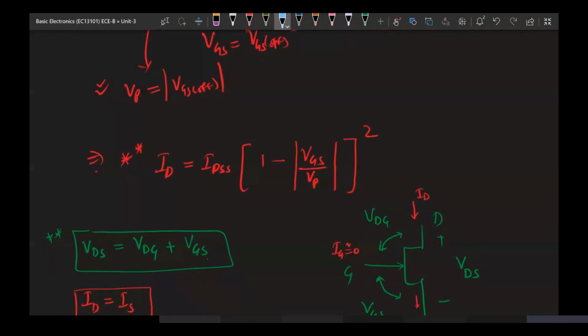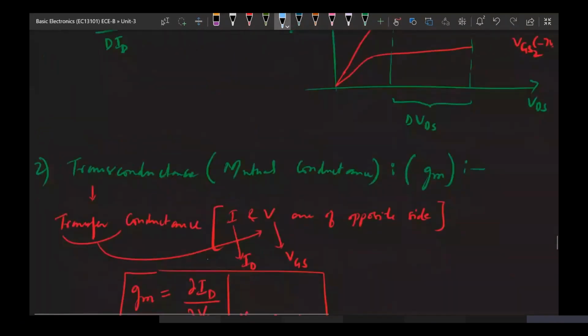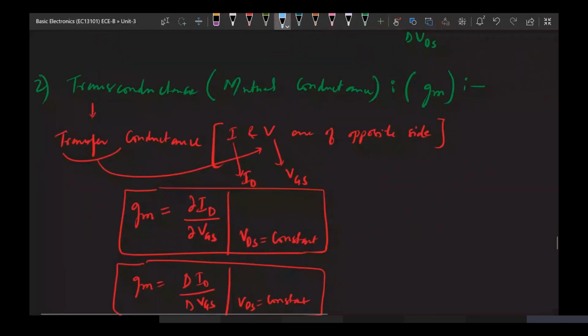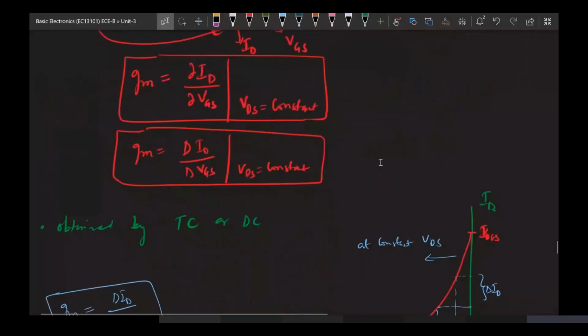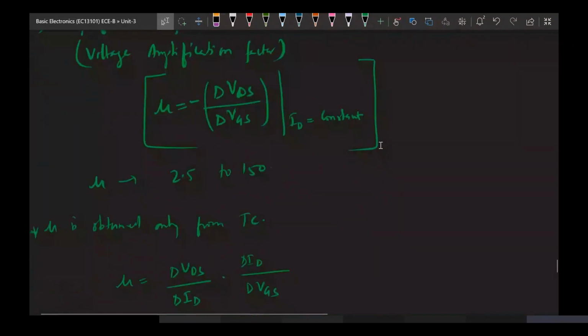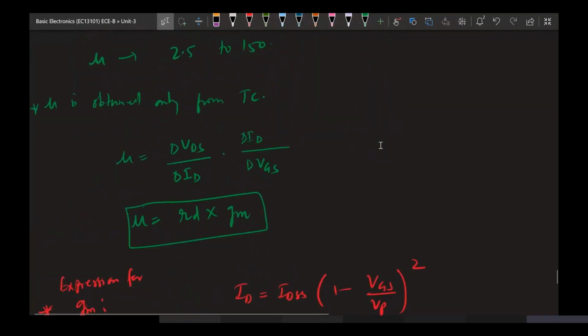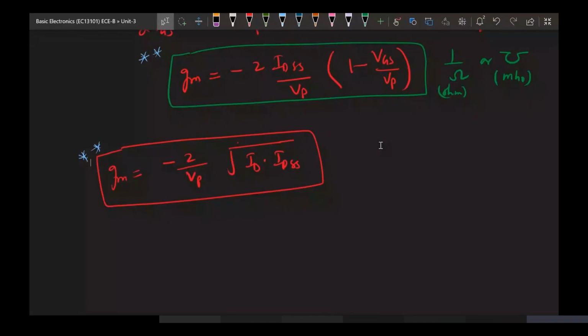Along with that, we have gone through three different parameters: drain resistance, transconductance, that is GM, and the amplification factor. So this is all about JFET. The next topic we will see in the next class is MOSFET. From the next class onwards, we will start with the basics of MOSFETs.